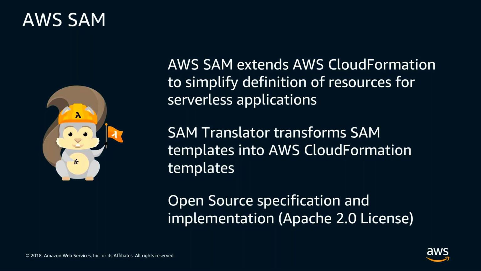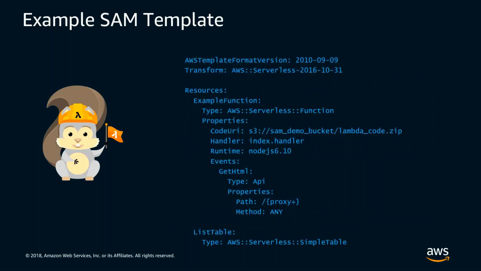So AWS SAM extends the AWS CloudFormation specification to simplify definitions of resources for serverless applications. And we also have SAM Translator, which transforms those SAM templates into AWS CloudFormation templates. One thing that's really important is that both SAM and SAM Translator are open source specifications now, and you can have a look at those and exactly what they do, and they come under an Apache 2 license. So if you want to get involved and make updates and improve those tools, you can get involved and help with that effort. So let's have a bit of a look at an example SAM template.